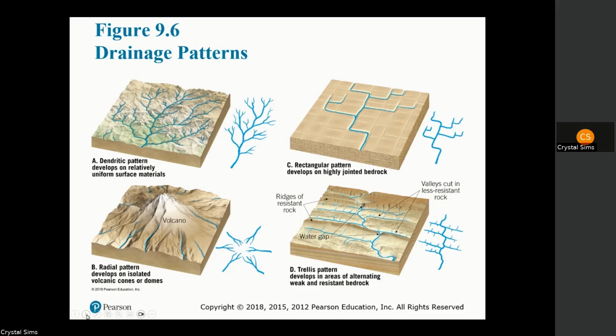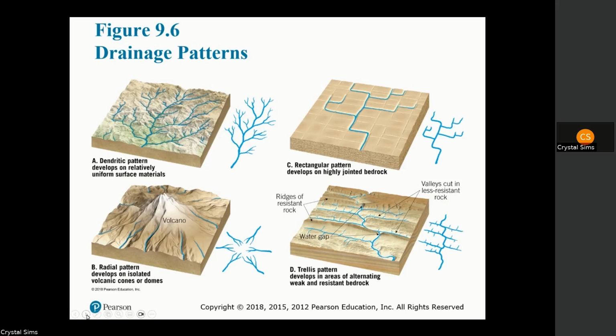When streams diverge from a central area, like we see here with this volcano, we can get what is called a radial pattern. And this is like spokes from the hub of a wheel. A rectangular pattern exhibits right angle bends, and this develops on bedrock that is crisscrossed by joints or faults. The joints and faults are going to be eroded more easily, and so that is the pattern that the stream tends to take.